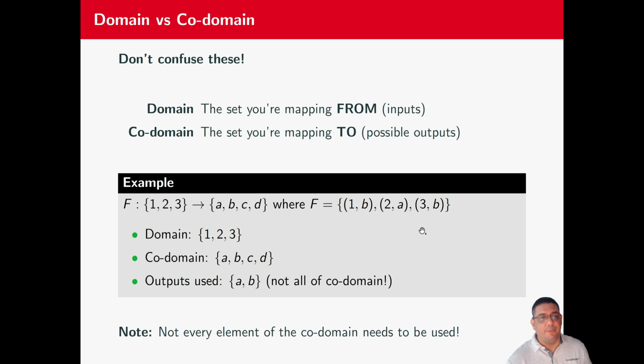So be careful with the domain versus the codomain. The domain is the set that you're mapping from, the inputs, and the codomain is the set that you're mapping to, the possible outputs. So here in f from {1, 2, 3} to {a, b, c, d}, this is giving me the function (1, b), (2, a), and (3, b). Notice that the domain is {1, 2, 3}. The codomain is {a, b, c, d}. The outputs that are used are a and b, which is fine. It's not all the codomain, but we don't have to use everything in the codomain. So this is fine. This is indeed a function because every element of the input has one output.